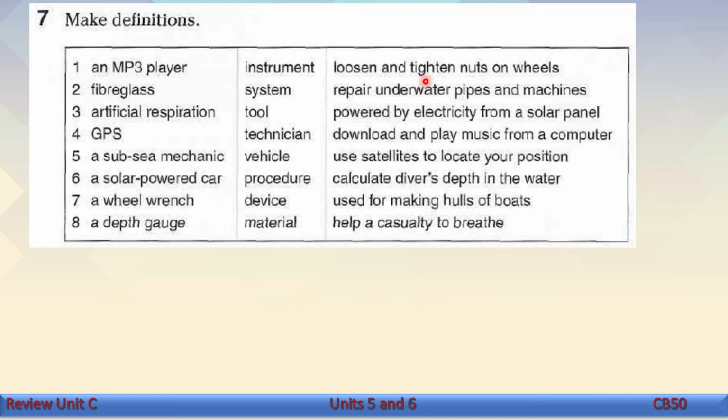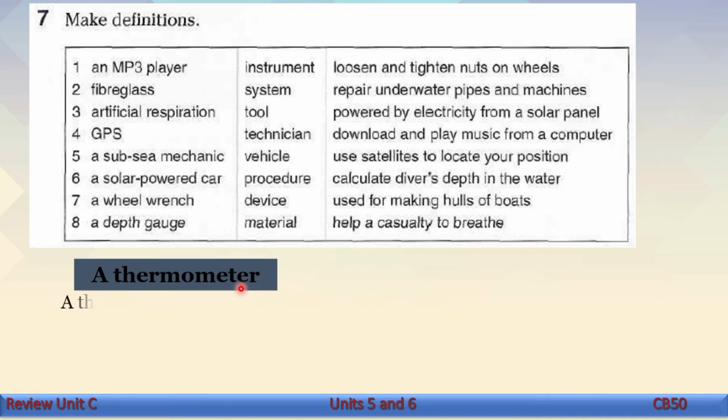Now, the question is, how do we make definitions? Let's try to make a definition. Let's say we want to make a definition for a thermometer. We can say that a thermometer is an instrument which measures temperature.